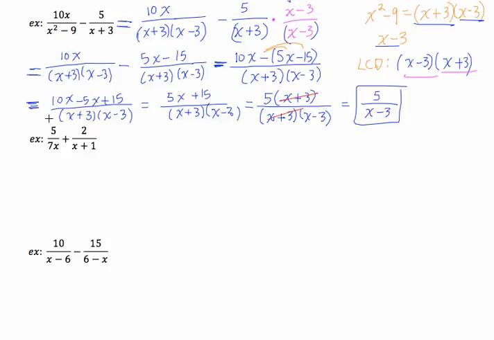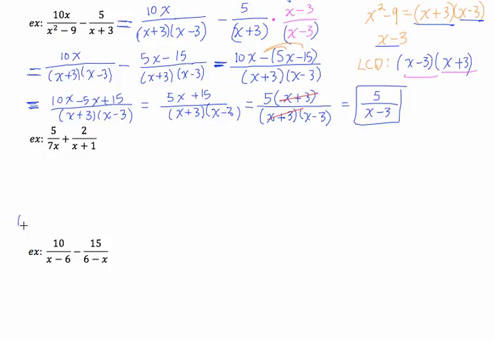So we want to add 5 over 7x plus 2 over x plus 1. So the question is, do 7x and x plus 1, between those we need the lowest common denominator. So do they have any common factors? And I can tell just from looking at it, there's definitely no common factors here. There's no way to factor anything out of x plus 1, and there's no way that x plus 1 is going to be a factor of 7x.